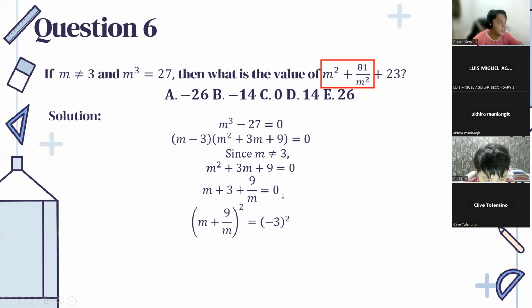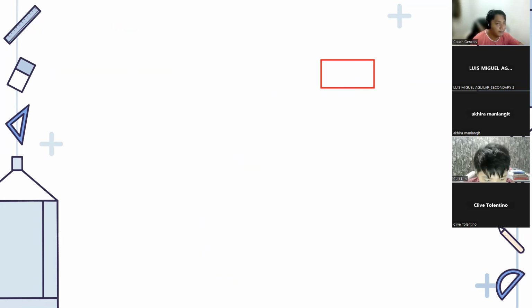Now we already have the m plus 9 over m. We then square both sides of the equation, giving us m squared plus 18 plus 81 over m squared is equal to 9. Now the question asks for m squared plus 81 over m squared plus 23. So what will we add here? Since we already have m squared plus 81 over m squared plus 18, we just have to add 5 to both sides of the equation, giving us m squared plus 81 over m squared plus 23 is equal to 9 plus 5, which is equal to 14. Hence, the answer for this question is letter D, 14.